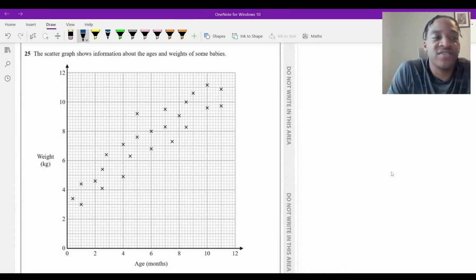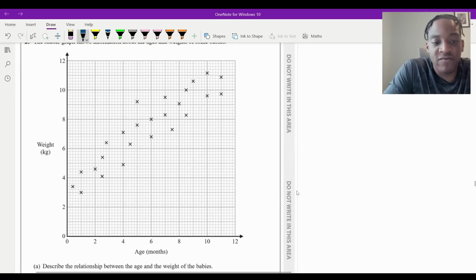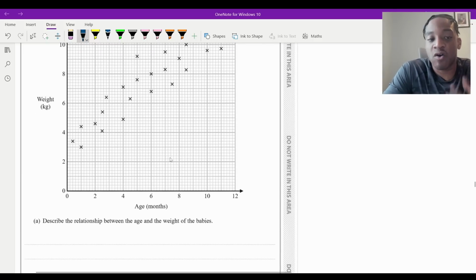Okay, so question 25 says, the scatter graph shows information about the ages and weights of some babies. We've got the weights on the vertical axis and the age in months on the horizontal axis. And part A says we need to describe the relationship between the age and weight of the babies. So this here is a scatter graph, right? Whenever they ask you to describe the relationship, you just need to state what type of correlation you can see here.